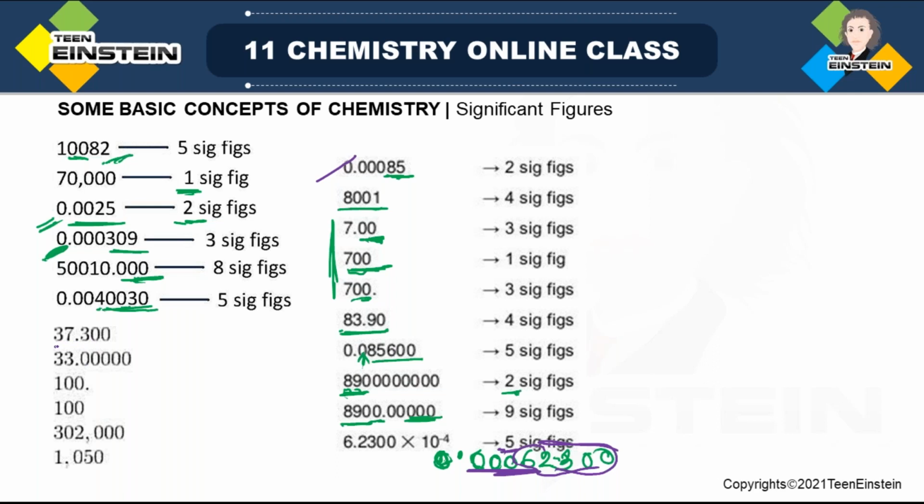37.300. Here also, all the numbers, all the positions we have to consider. It is 5. Then 33 point, total 5 zeros. Now these will also be considered. So you have to consider all of these. It will be 7.